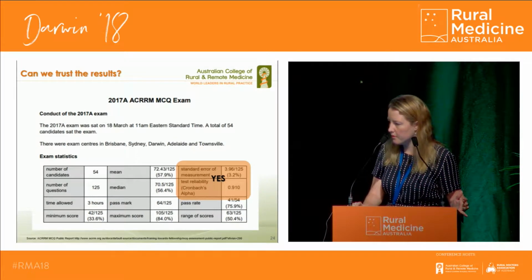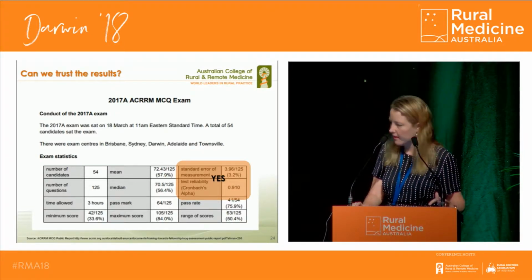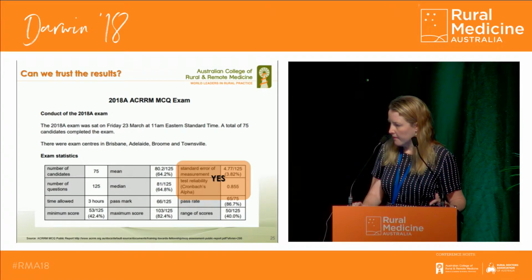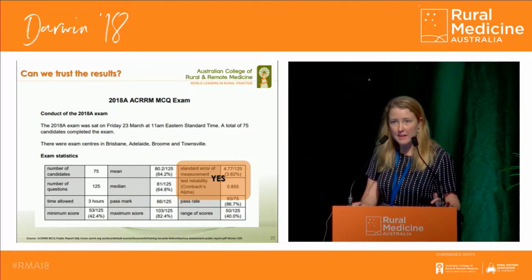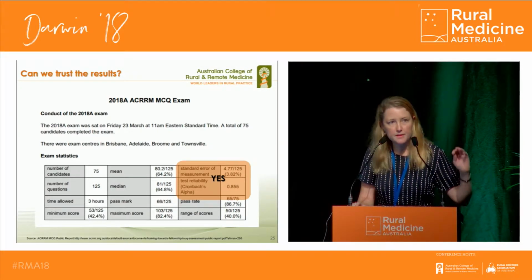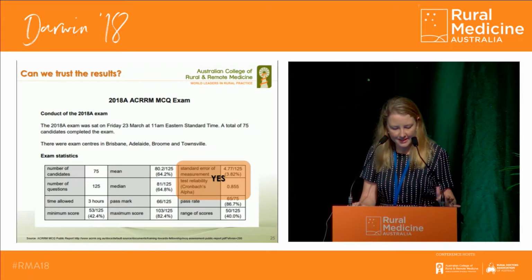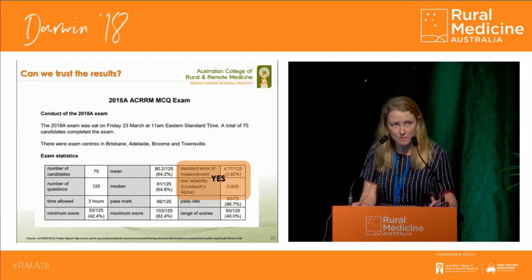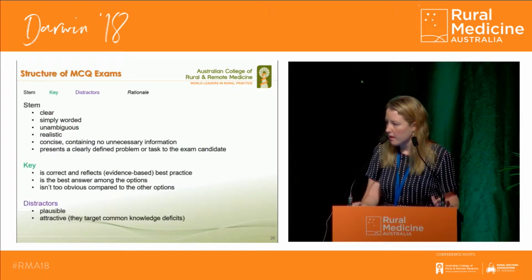So just going through a few of the previous exams and looking at the standard error of measurement and the Cronbach's alpha. These are all available from the ACRRM website under assessments, and I encourage medical educators and registrars to have a look at the public reports because you can gain so much information about the exam from them.